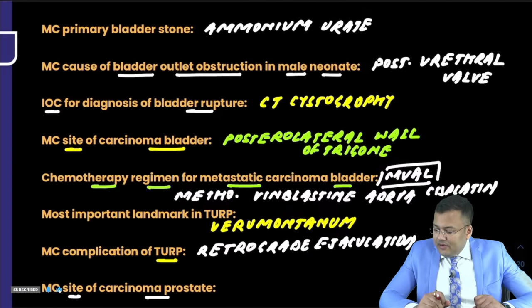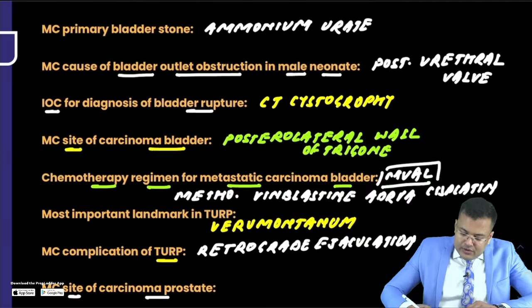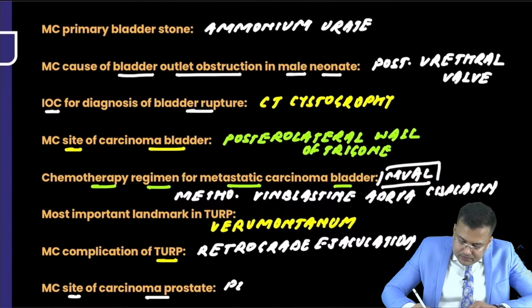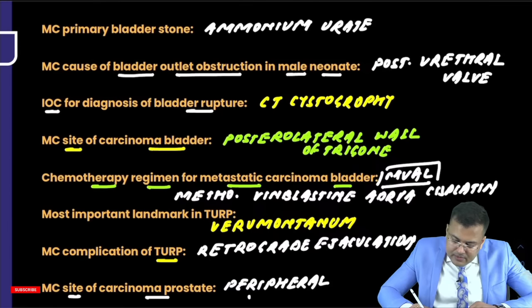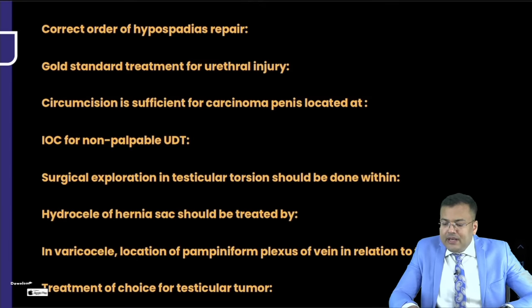Friday 7, Dr. Joy. Dr. Joy, it is posterior lobe. Which zone I'm asking? Appu Hariharan, you are correct. The lobe is posterior and the zone is peripheral. So which zone? It is peripheral zone. This is peripheral zone. Clear, guys? Next. Tell me, correct order of hypospadias repair.